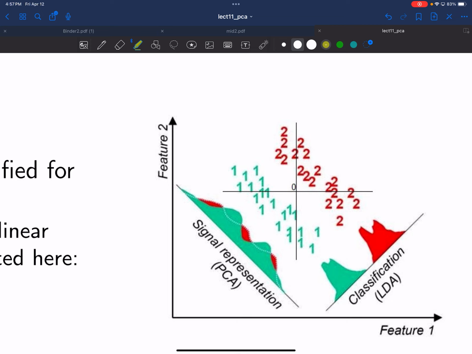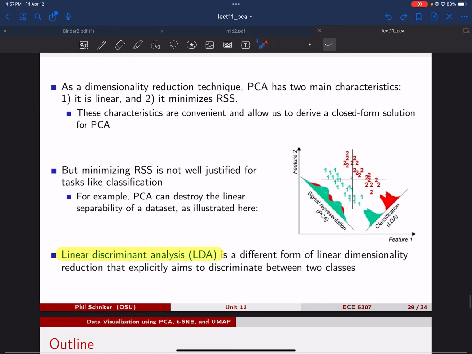What would you guess that technique would choose as its subspace? What line would it choose? What subspace would be perfect for classification? Yeah, so this one, right? Because then all the 1s would be here, all the 2s would be here. So now I have a one-dimensional data set that is still linearly separable. And that's what LDA will give you, because it's designed with that in mind, whereas PCA is designed with RSS in mind, more like a regression type metric.